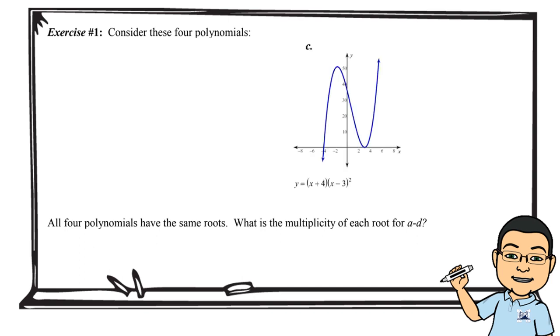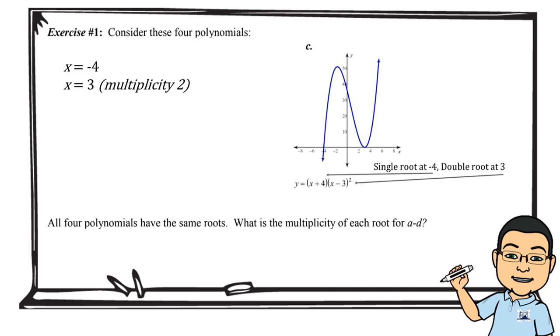In 1c, we can see that there's a straight cross through at negative 4 because the multiplicity is 1, and we have a touch or a bounce at 3. Notice again, the single root at negative 4, the double root at 3. Thus, the roots for this would be x equals negative 4 and x equals 3 with a multiplicity of 2.